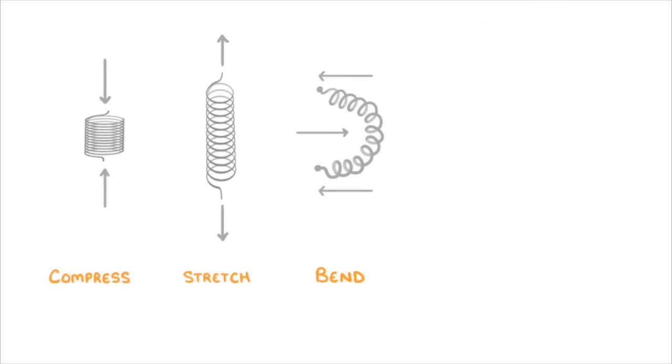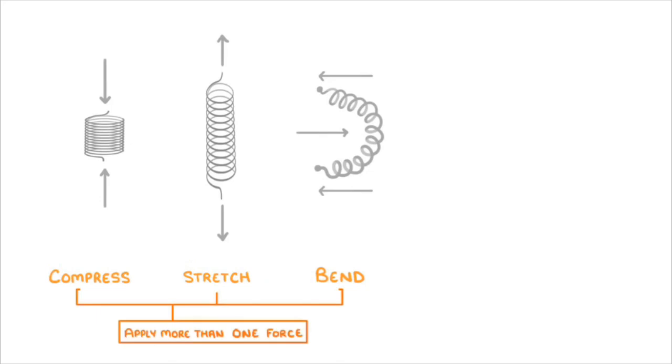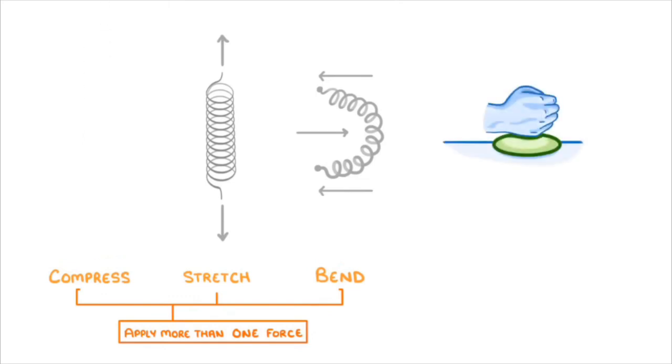Whatever the object is though, we always have to apply more than one force if we want it to stay still. Otherwise, the object will just move as we pull or push it. Even if you squish something against a floor, and so you only apply one force, the floor itself is applying a force upwards. So there are still two forces acting on the object.